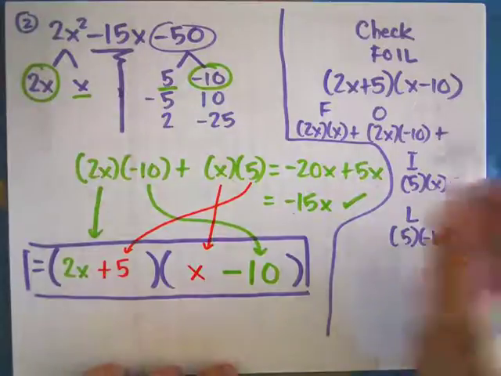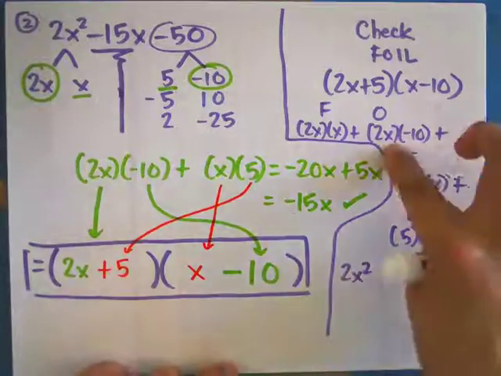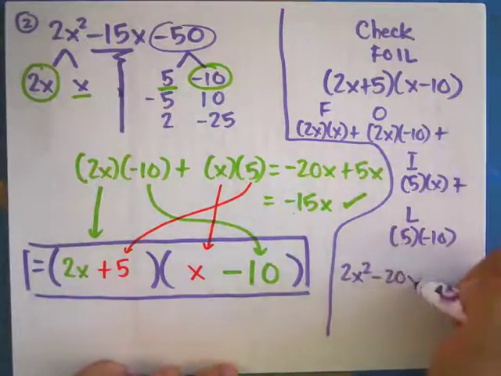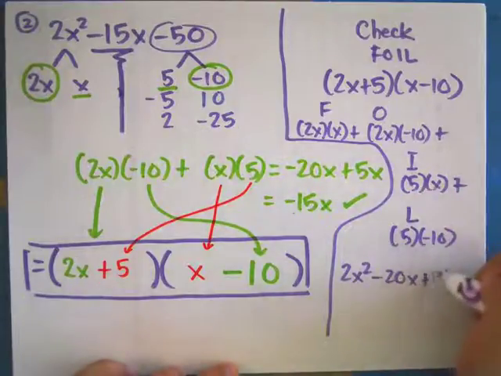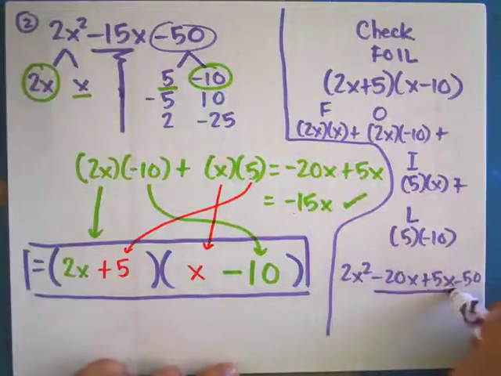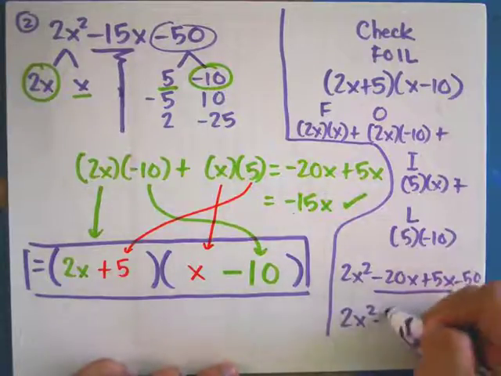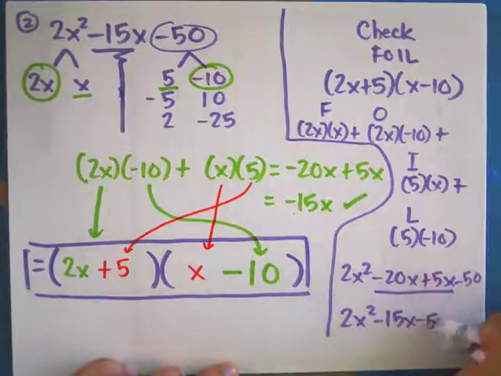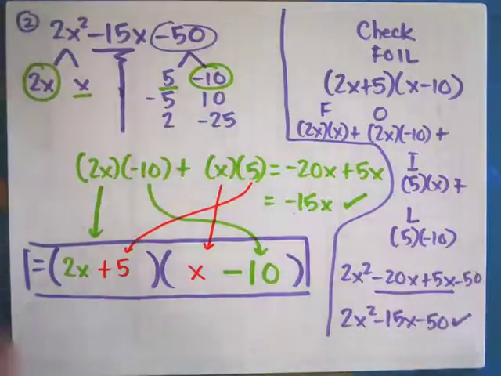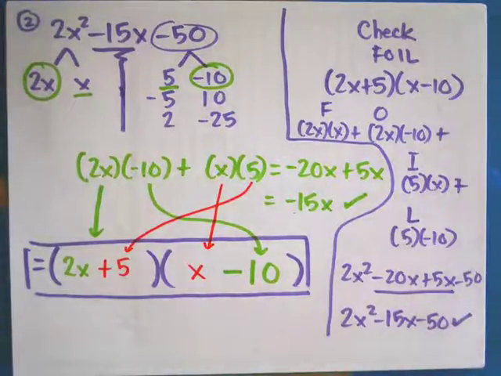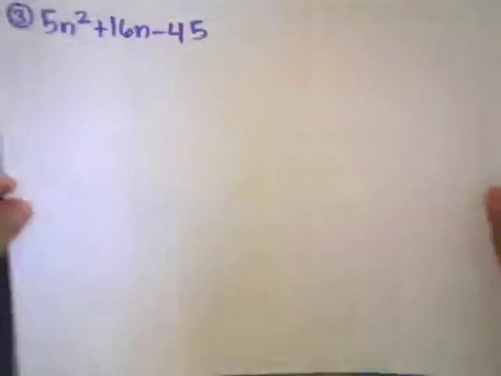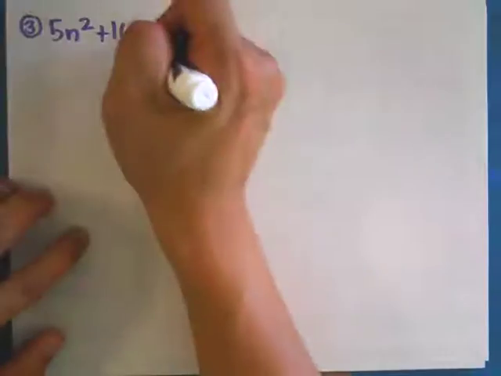2x times x is going to be 2x squared. 2x times negative 10 is negative 20x. 5 times x is positive 5x. The last is going to give us negative 50. And yes, these two are going to combine to negative 15x. So this is the answer that we want. I'm not going to check the work on the last two, so I'm just going to give you guys super quick answers for the last two.